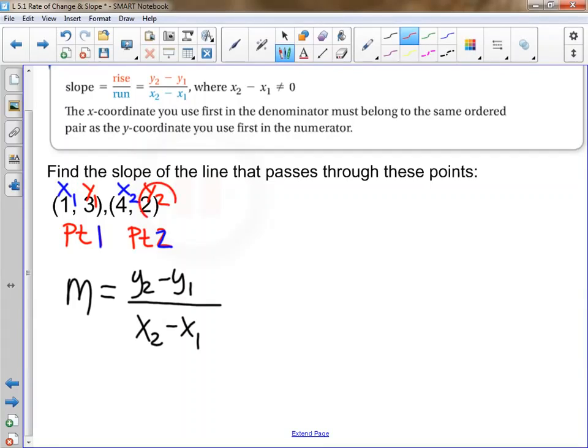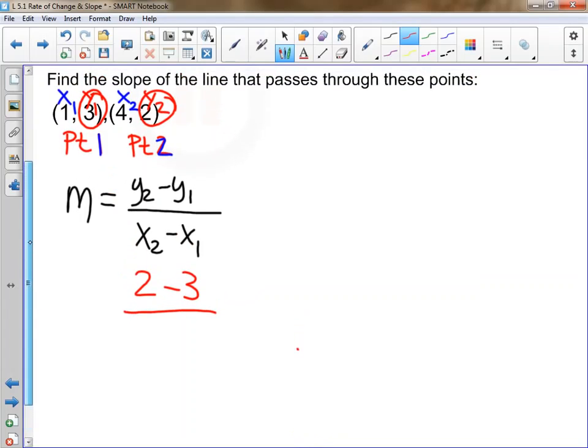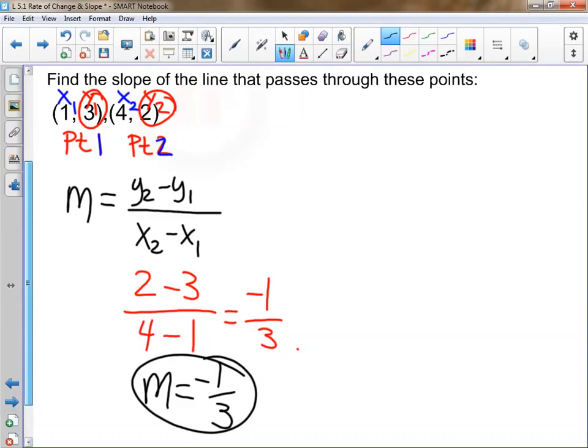y2 is 2 minus y1 is 3 over x2 is 4 minus x1 is 1. 2 minus 3 is negative 1, and 4 minus 1 is 3. Therefore, the slope of the line that passes through 1, 3 and 4, 2 is negative 1/3. Pretty straightforward.